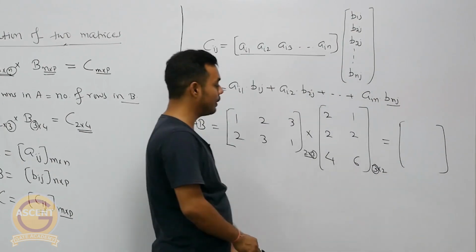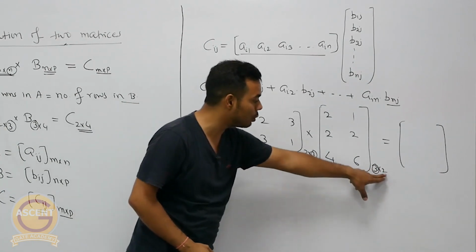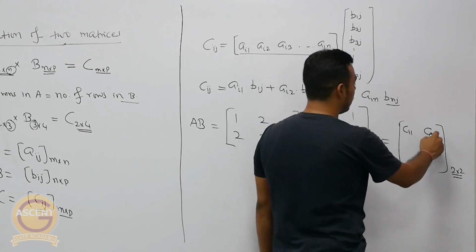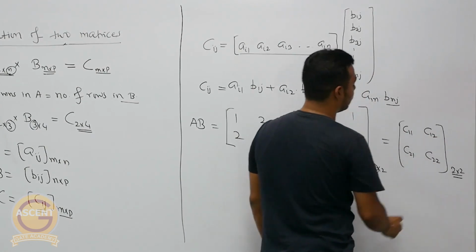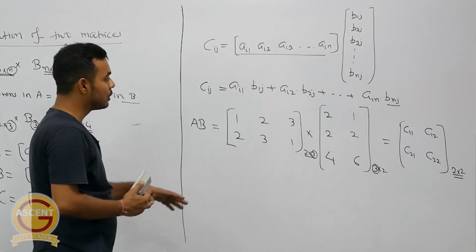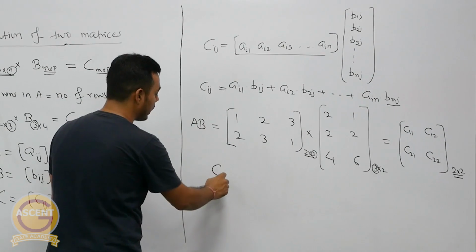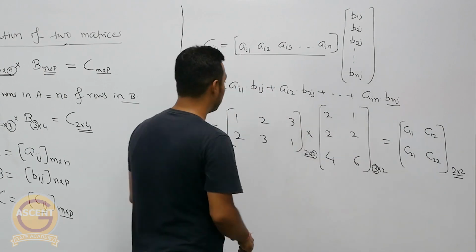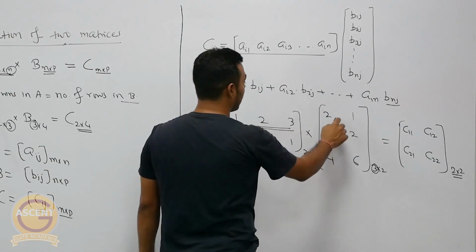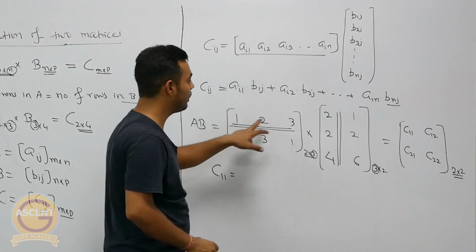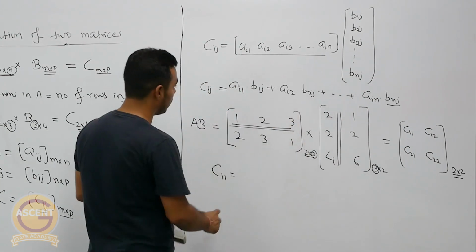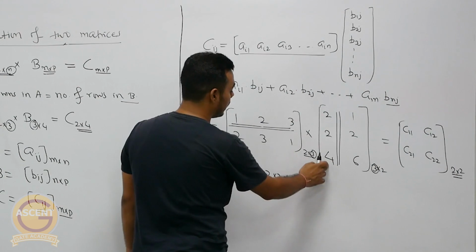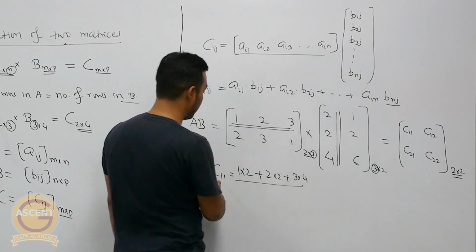Now suppose the product of these two matrices is some matrix C. What will be the order of this matrix? The order of matrix C will be simply 2 into 2. Say these are the elements C11, C12, C21, C22, the 4 elements of matrix C. Suppose I have to calculate the element C11. This element is in the first row and first column. So you have to take the first row of matrix 1 and the first column of matrix 2, and multiply these elements. So I will get 1 into 2 plus 2 into 2 plus 3 into 4. This will be the value of element C11.